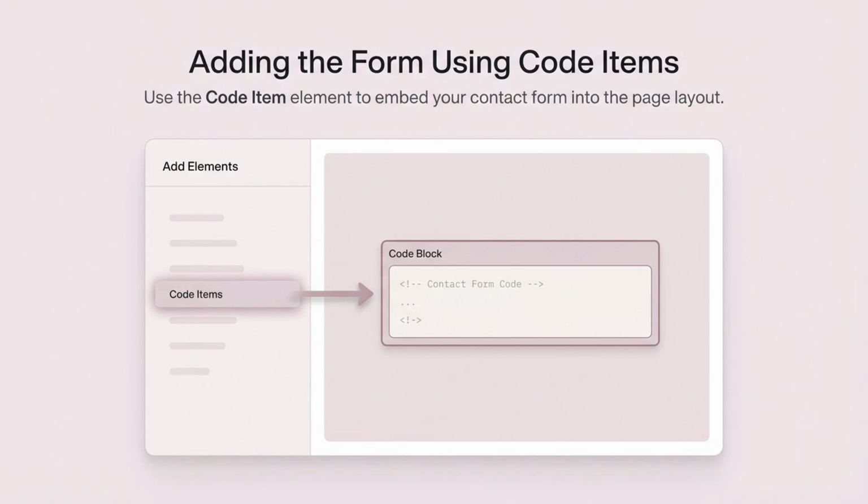To build this form inside the page editor, you'll be working with what's called a code item element. Inside the editor, look for the code items section in your element panel. This is where you can add structured form components directly onto your page. Think of it as dropping a form block onto your canvas that you can then configure.